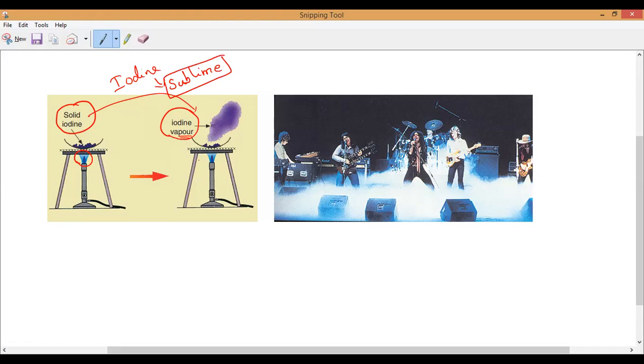Now, is any liquid forming? No liquid is forming. That is why this process is called as what process we can say? It is called sublimation. That is what you have to remember.